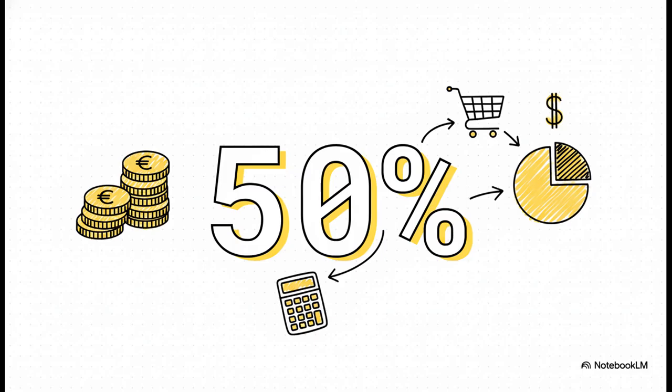Say an item costs the supplier £50 to make, and they sell it to you for £100. The profit is £50, right? So using the margin formula, you divide that £50 profit by the £100 selling price. That gives you a 50% margin. It's that simple. Half the price you pay is their profit.